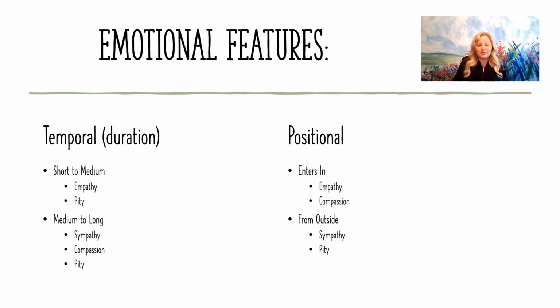Each of these emotions has a temporal or a duration feature and a positional feature. So the short to medium emotions are going to be empathy and pity. Pity can be short to medium or medium to long, but empathy really should be short to medium, and then it can roll into compassion if you need to continue to be invested and involved in somebody. But you want to watch the duration of the empathy so that it doesn't overwhelm you too long.